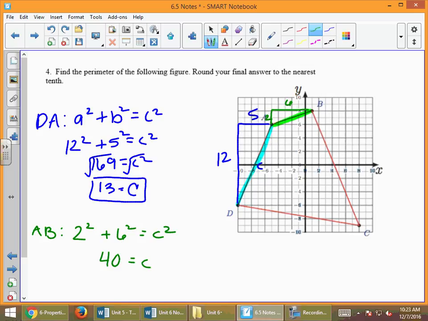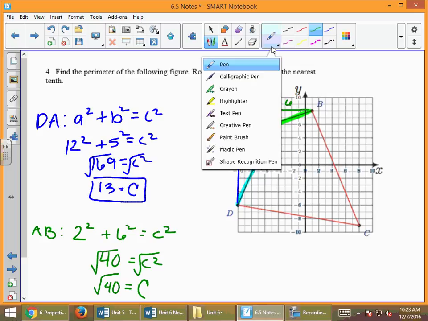It's really nice. We just want to know the approximate. It did not mention anything about exact answers. It just says round. So we don't have to worry about simplifying our radicals. If it said exact, you would need to. It doesn't. So we're just going to leave it as radical 40 for right now. You don't have to simplify. Don't round yet. Round at the very end. Okay. Repeat the same process for this next line.